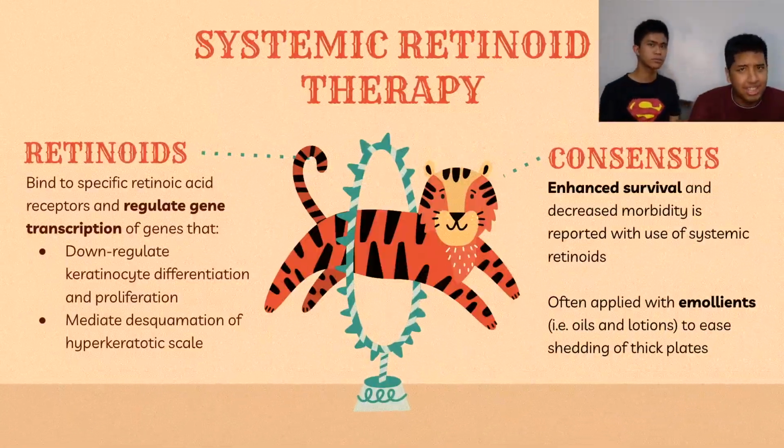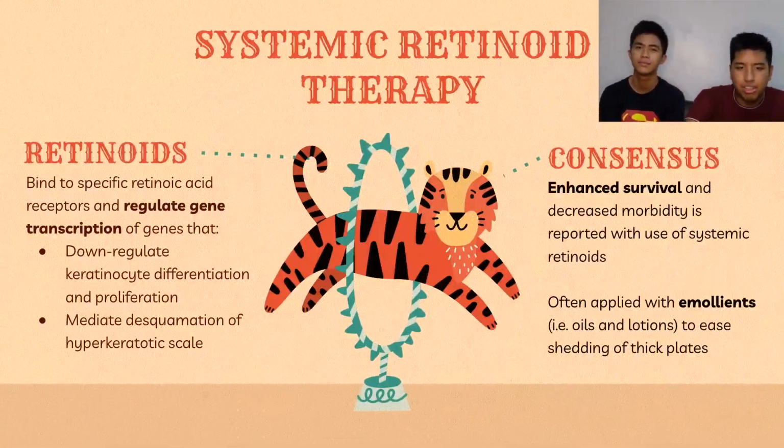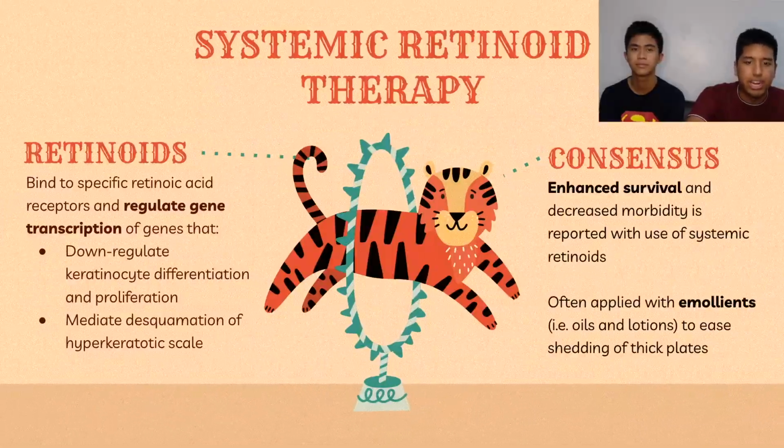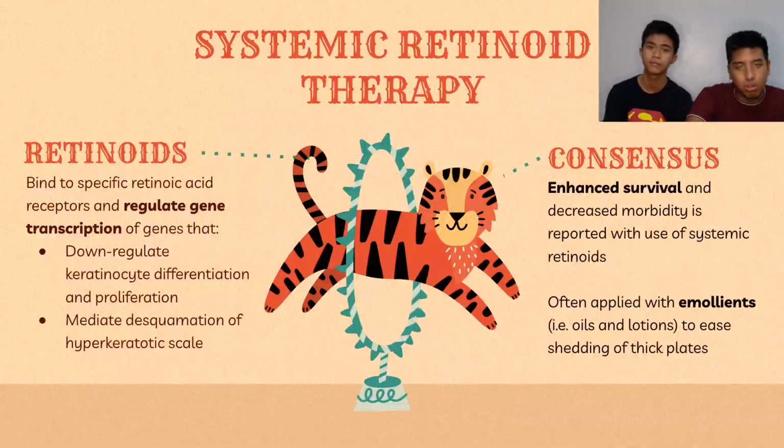Now, retinoids, what are these things? Well, these retinoids are chemicals that bind to specific retinoic acid receptors, and then they regulate the gene transcription of certain genes that first downregulate keratinocyte differentiation and proliferation, thus lessening the thickening of the dermal plates. And second, they mediate the desquamation of the hyperkeratotic scale, also leading to a decrease in the dermal plates.